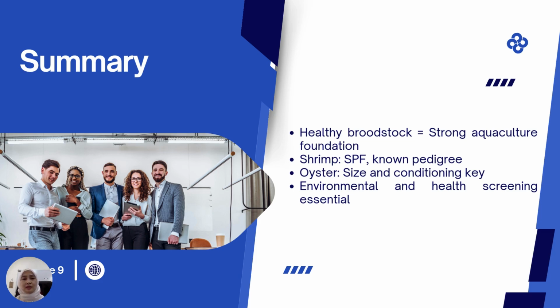They should be a known pedigree broodstock, so that you could predict the performance of the seed produced from this broodstock. For the oyster, we focus on the size. Of course, in the shrimp we also focus on the size. But for the oyster, the way we measure the size is quite different, because we base it on the condition index, and the condition index is the main factor.